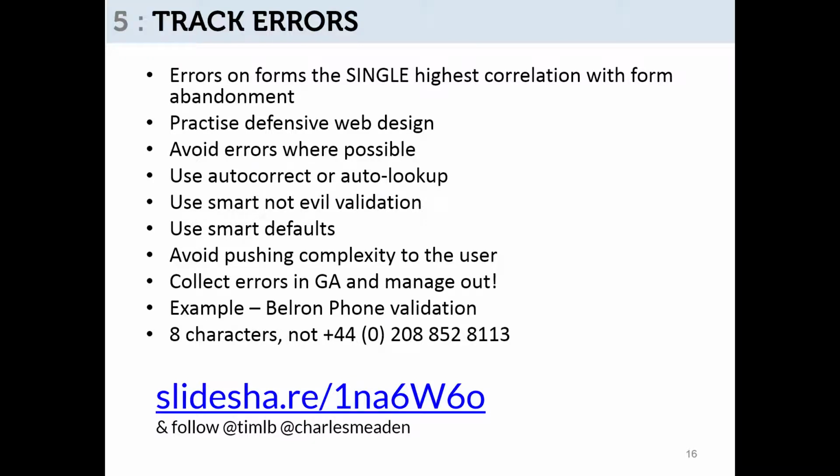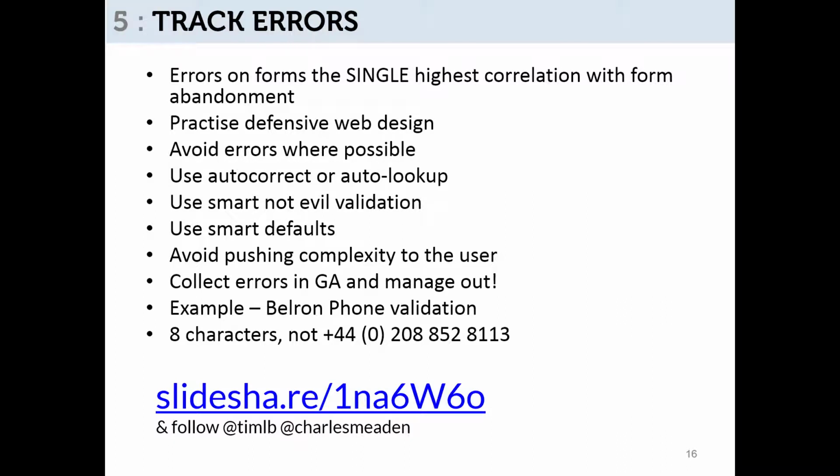So avoiding errors through smart validation or giving inline validation is really important. Using autocorrect, typing in a location, maybe using Google's Map API to pull up matches is better than running your own search system. Use some kind of autocorrect or auto lookup functionality, and use smart and not evil validation.